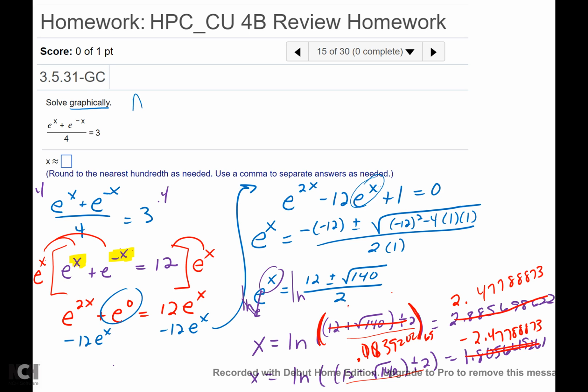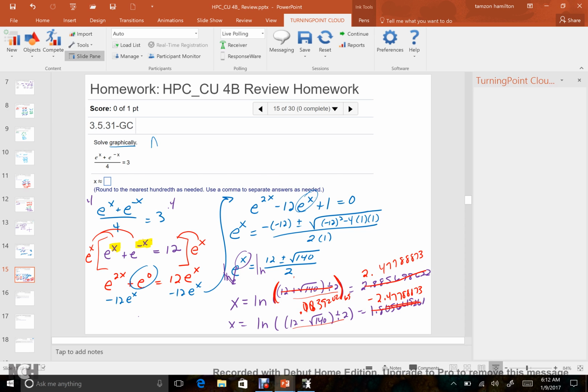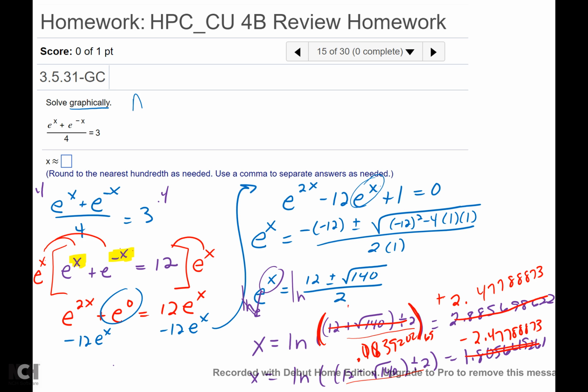Anyway, to finish doing this graphically, get my calculator back up here. We calculated that one, so if I calculate the other intersection point, I'm going to get closer to this one. Enter, enter, and there's your positive 2.47, whatever. Okay, so that's graphically, and then this is algebraically.